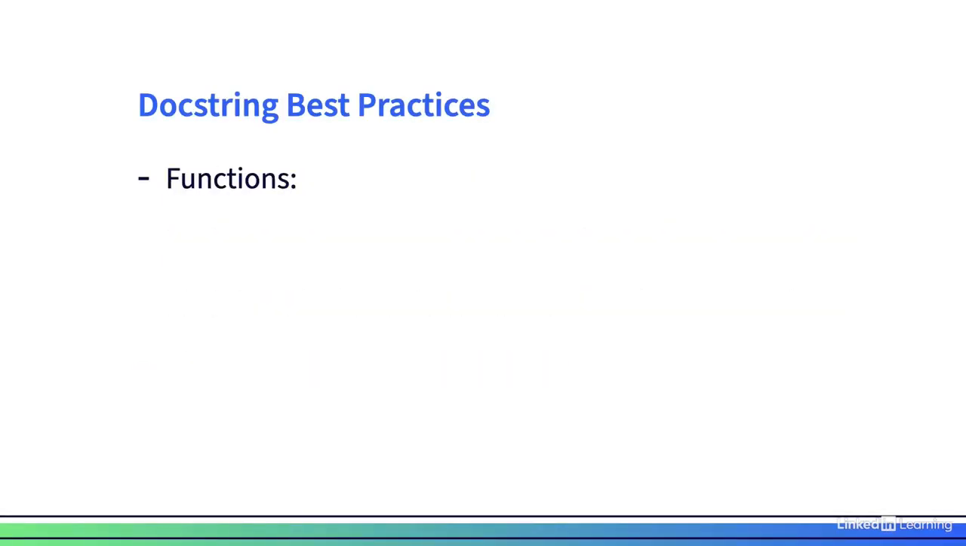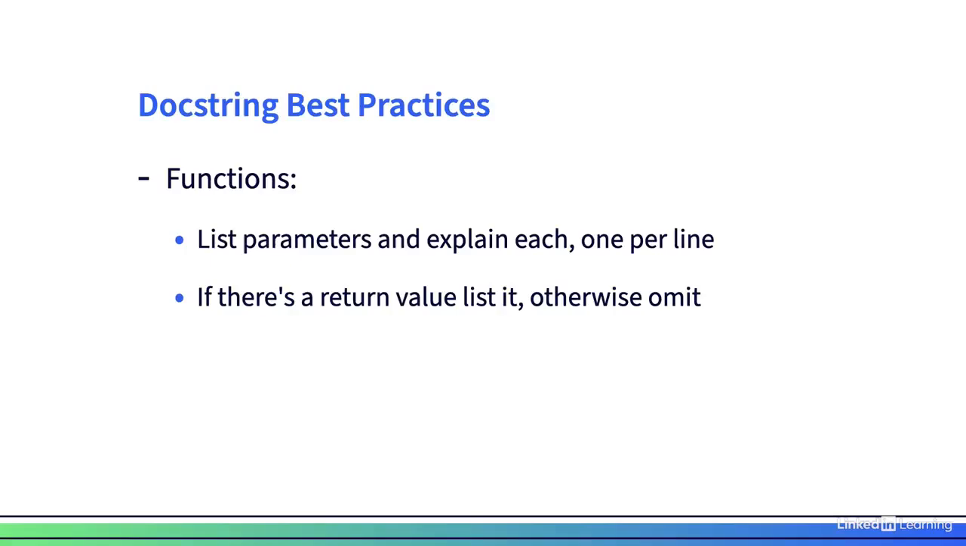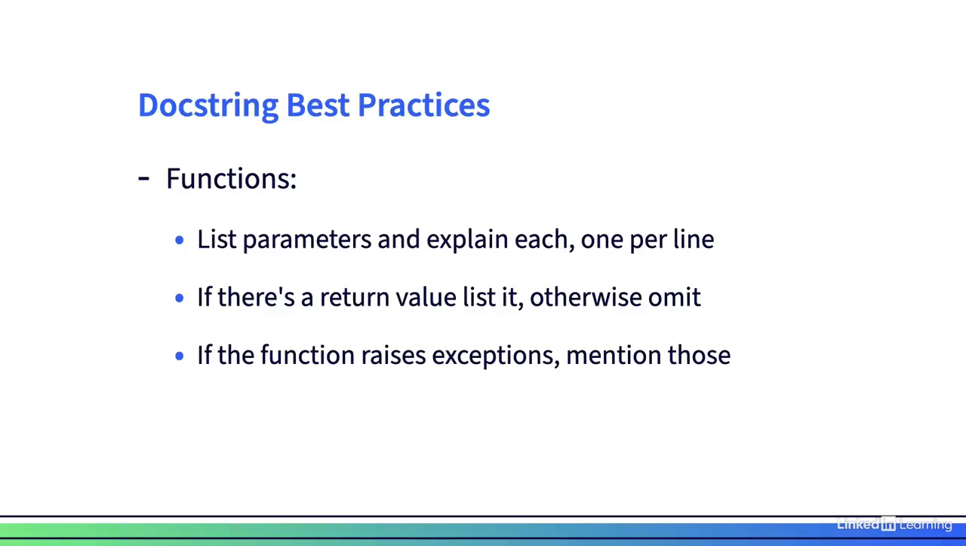For functions, there's a variety of important things to list. First, make sure your docstring lists and explains each of the parameters, including the optional ones. If the function returns a value, list it, right? Explain it. If there's no return value, the usual convention is to save space by not listing one instead of saying, explicitly, hey, there's no return value. If the function raises any exceptions, make sure you list those also.